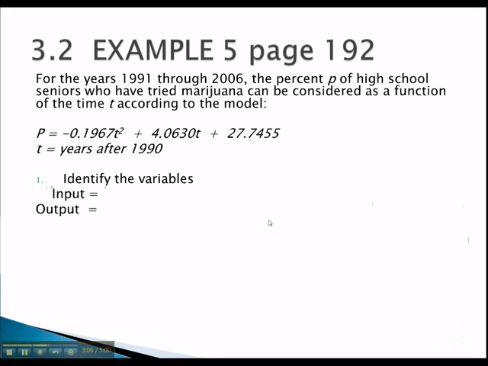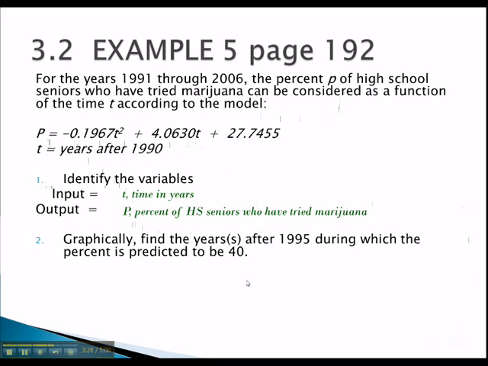In this example, we're asked to look at the percent of high school seniors who have tried marijuana modeled by this particular function, where T is the value in years after 1990 and P is the percent of high school seniors. So let's first identify the variables. The input is time in years, the output is the percent of high school seniors.